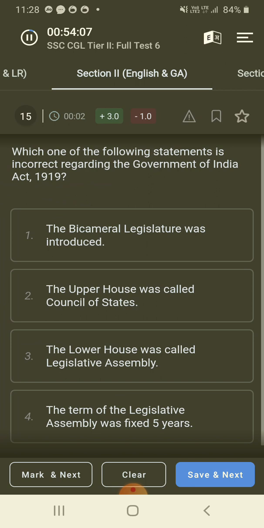Which one of the following statements is incorrect regarding the government of Union by camera? Council of a lower legislative assembly. The term of legislative assembly is fixed.